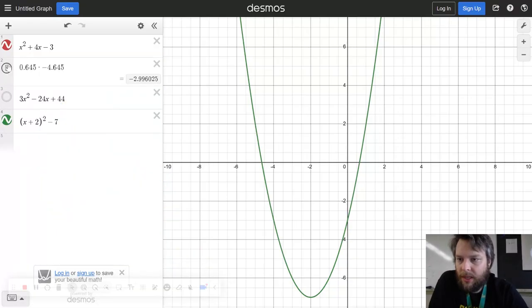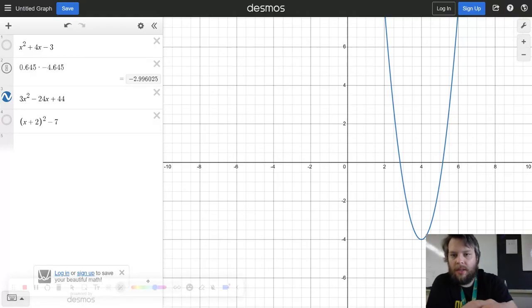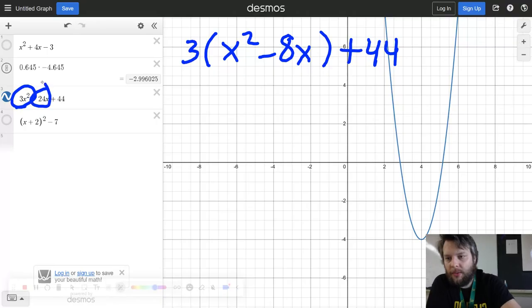Now I'm going to do a harder example where the a value is not equal to 1. Let's look at this puppy here. So first, I have 3 in front, so I'm going to divide by 3. I'm not even going to do anything with the 44. So all I did was I divided 3x squared by 3, and I divided 24 by 3.